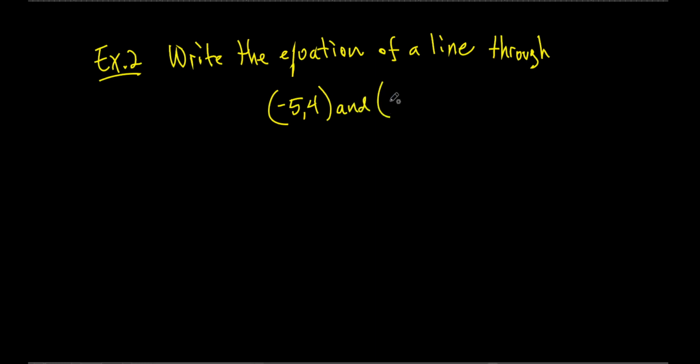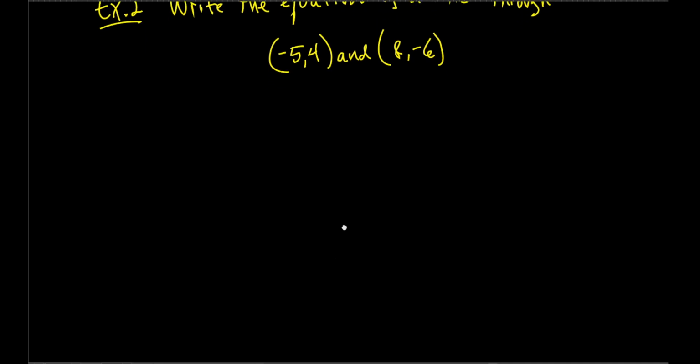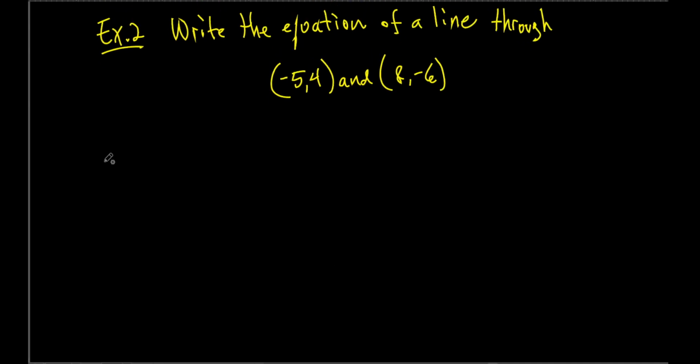And 8, -6. There's other ways you could do this, but they're teaching you the point slope form, so we're going to use the point slope form. All right? So let's just keep it right there. So let's write down the point slope form just so we remember it. Remember what it is? Y minus y1 equals m times x minus x1. Remember, the x1 and the y1 represent a point, okay? And the m represents a slope.